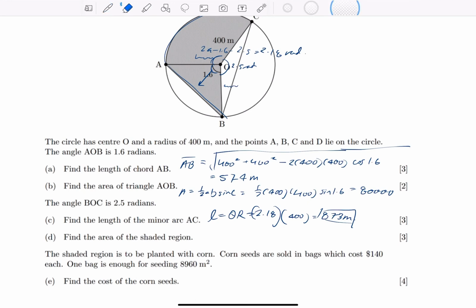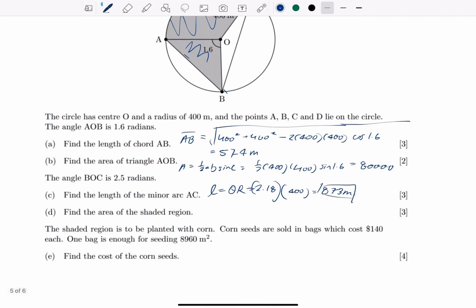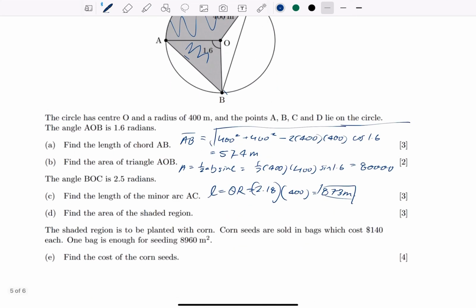Find the area of the shaded region. Well, the area of the shaded region is just the area of this sector plus the area of the triangle. We know what the area of the triangle is. We don't know what the area of the sector is. The area of the sector is just 1/2 r squared theta.